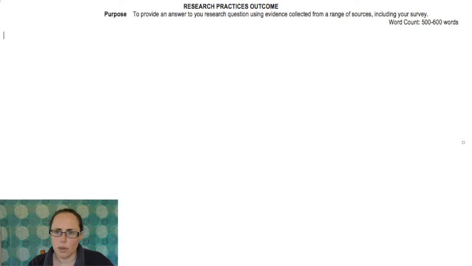Right, so for the research practices outcome, what I'm suggesting is a report, and your report has very particular parts to it. First of all, it's about 500 to 600 words long for research practices. In research project, you have up to 2,000 words or up to 12 minutes to produce this. So the research practices one is a very minor version of research project. The information that you need to know, first of all, is 500 to 600 words, and you have to incorporate some of the evidence that you've collected through your surveys.